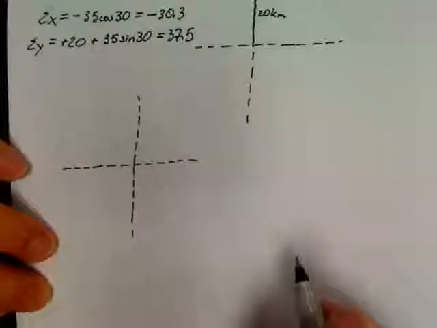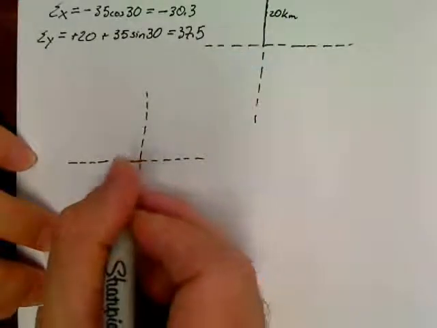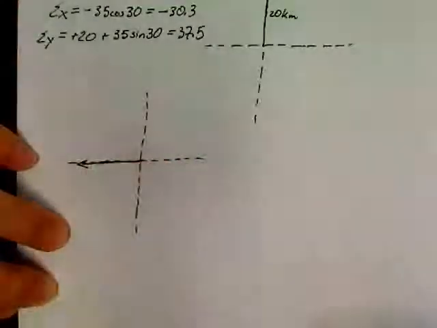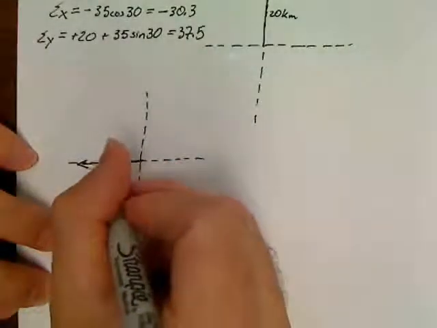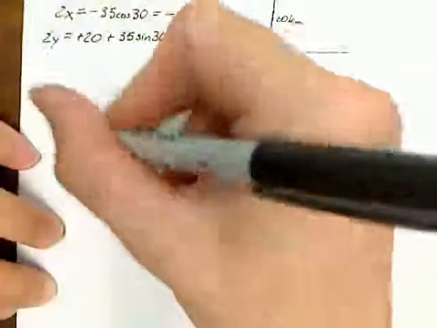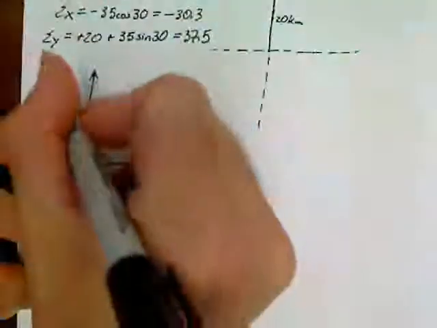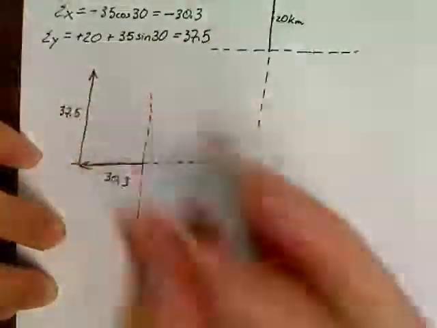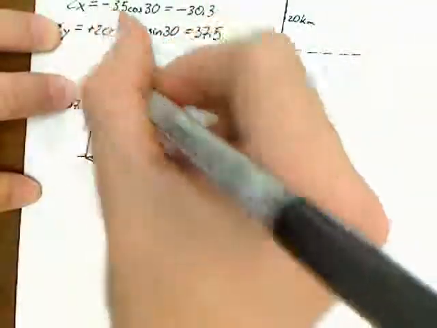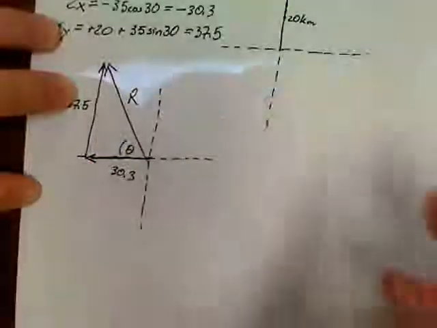And so now let's figure this out. So we've got a negative 30.3 x component. That tells me to come over negative 30.3 x, so 30.3 west, and a positive 37.5 y component. Positive 37.5. And what I'm looking for in this problem now is this resultant. I'm looking for this angle.